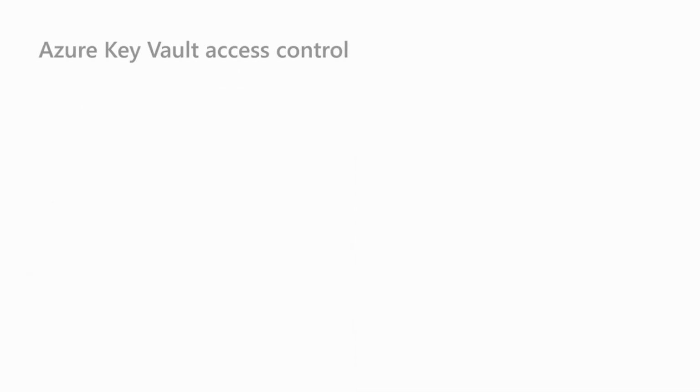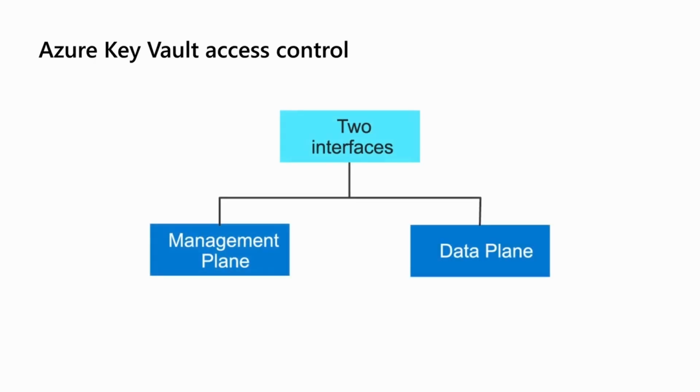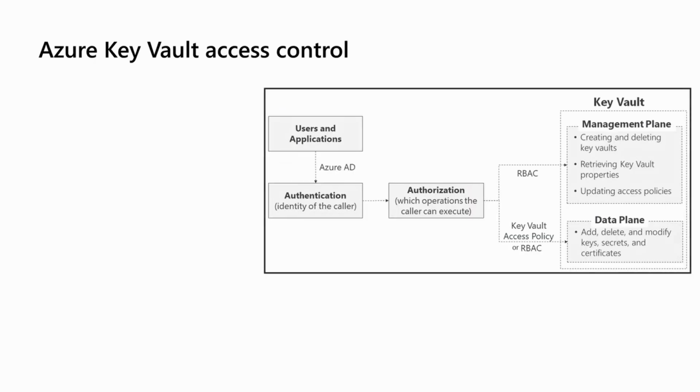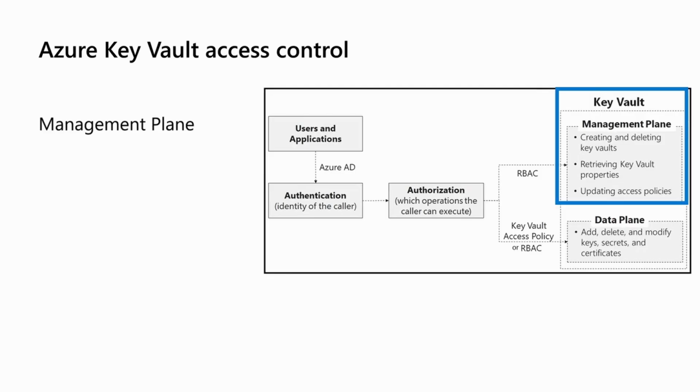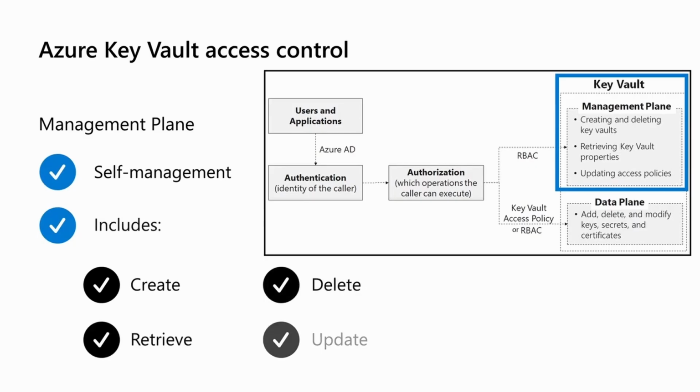Do you know how to control Azure Key Vault access? You can control Azure Key Vault access via two interfaces, the management plane and the data plane. Let's first understand the management plane. In the management plane, you can manage Azure Key Vault by itself. It includes creating and deleting Azure Key Vaults, retrieving its properties, and updating access policies.